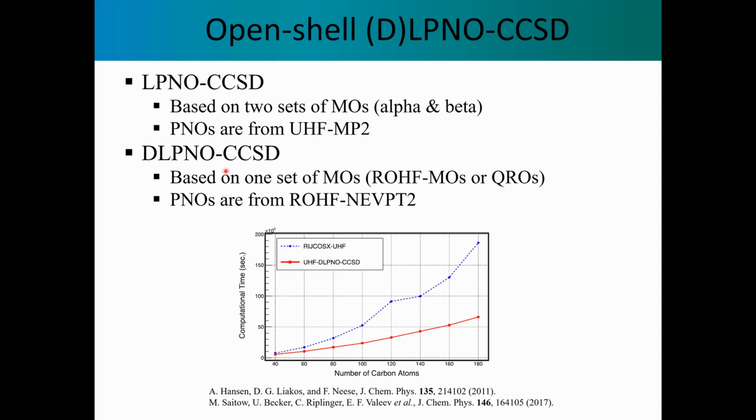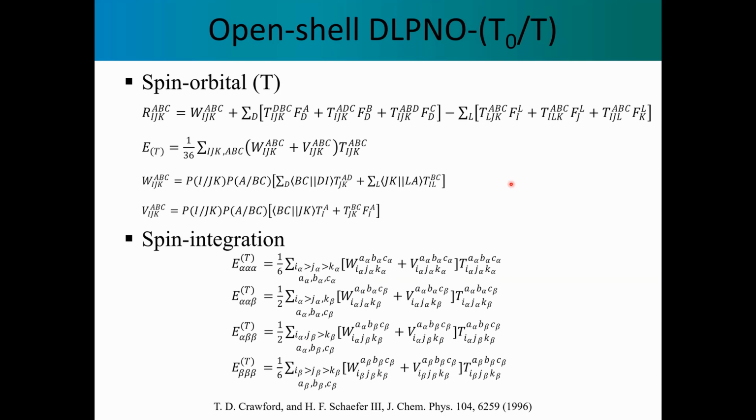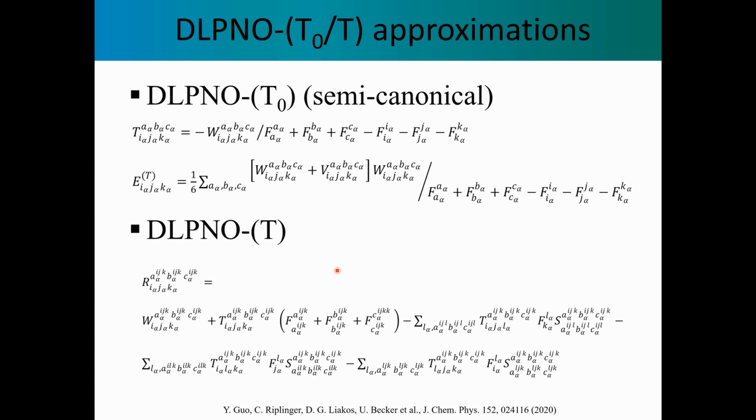This method is based on just one set of orbitals. It's either ROHF orbitals or QROs, or you can also use CAS orbitals. The working equation for the open shell (T) is much more complicated than the closed shell case. You can see this is a spin orbital based equation, and we did the spin adaptation for those equations. We also used the index constraint to reduce the number of amplitudes. You can see we have alpha-alpha-alpha, beta-beta-beta, alpha-alpha-beta, and alpha-beta-beta, four cases. Those are just the cases of the three alpha case. So the equation is very complicated.